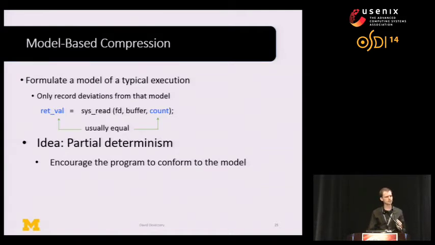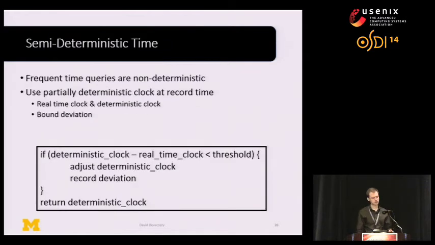In fact, this led us to think one step further and to think of partial determinism. Can we take an execution while it's recording, and can we try to mold that and make it fit into a more deterministic mold? And that's where we came up with semi-deterministic time. For semi-deterministic time, we're going to notice that some processes frequently ask, well, what time is it? They frequently query the time of day. And the time of day is non-deterministic. So continuously returning the time causes our logs to bloat. But we can do better than this. Time is a slightly fuzzy number.